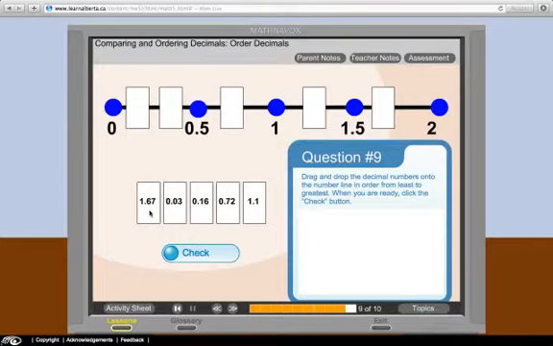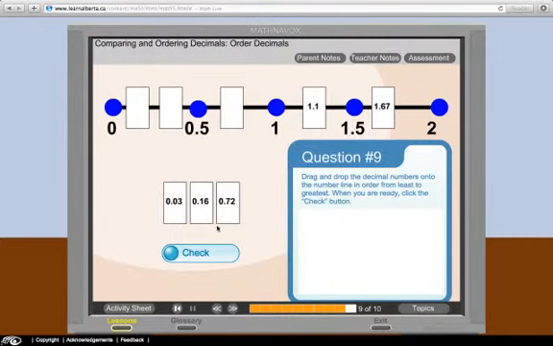1.67. It's 1 point something, so it's bigger than 1. Would it go before 1.5 or after 1.5? I would say after, because remember this is 1.50. So 1.50, 1.67. Let's take a next one that goes after 1. This would be 1.1 or 1.10, and then 1.50, 1.67, and the number 2.